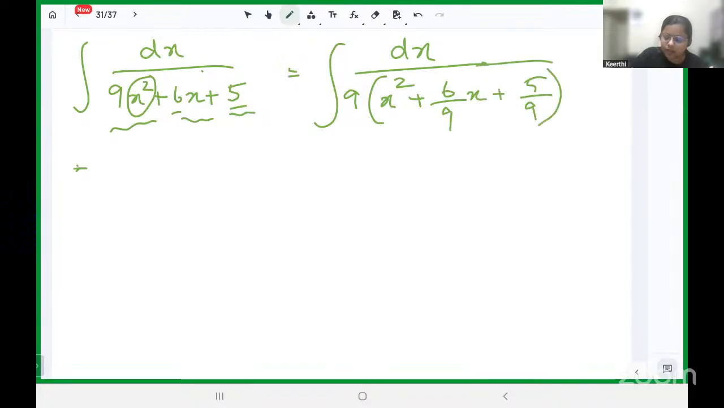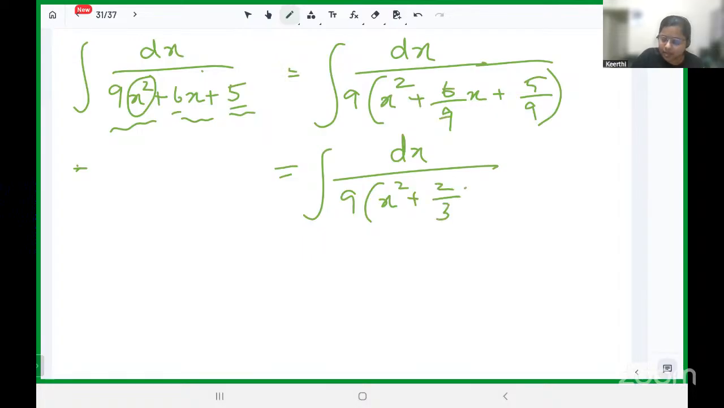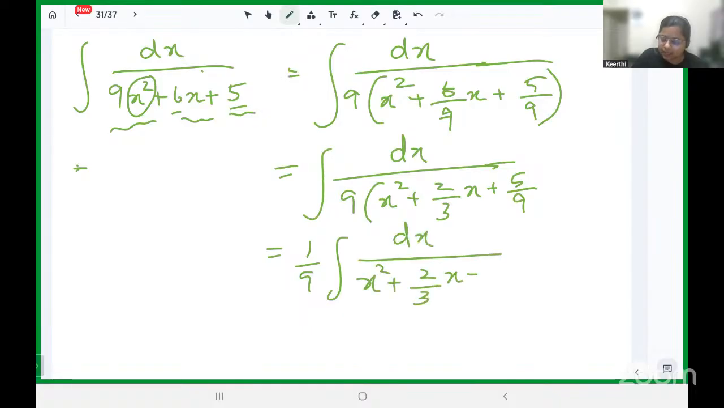So this is equal to integral dx by 9 into x square plus, we can cancel this with 3, so 2 by 3x plus 5 by 9. Okay, 1 by 9 we can take outside. Now this is of the form dx by x square plus 2 by 3 into x plus 5 by 9. Here the coefficient of x square is 1, so we can apply the completing square method and make it a perfect square.